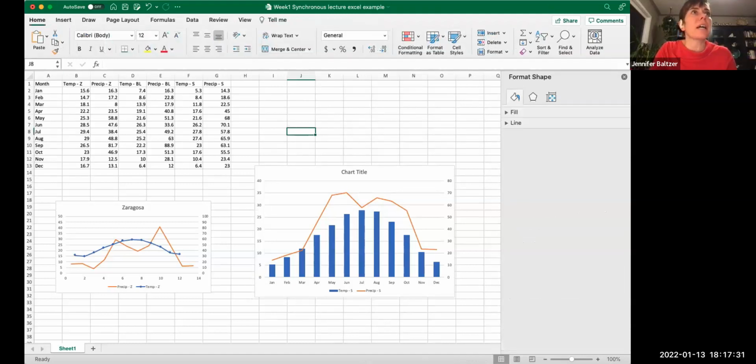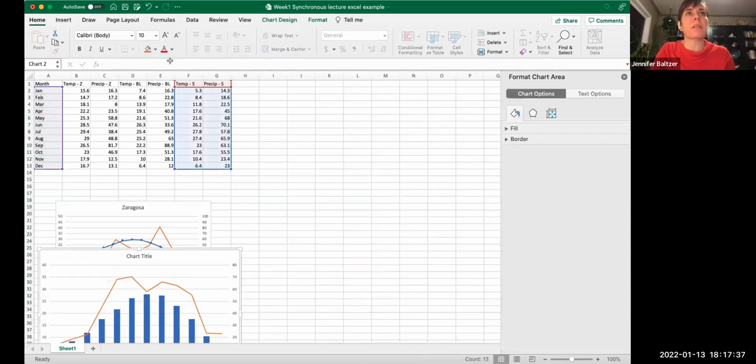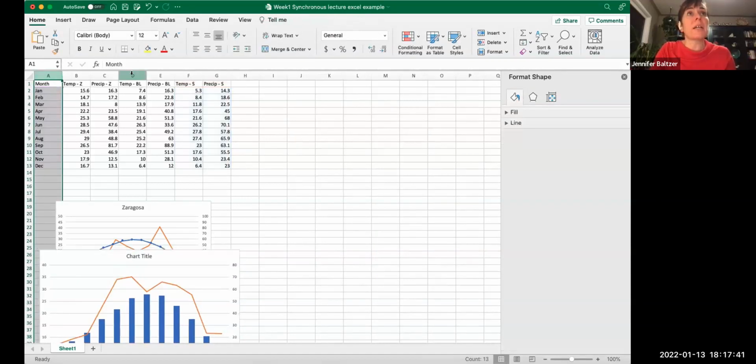So let's try our one that we haven't done. So I'll just move this over here with Zaragoza. So we highlight our month again, and we'll take temperature and precipitation. So what I'm doing to highlight, and sorry, where would we find examples of the different biomes?